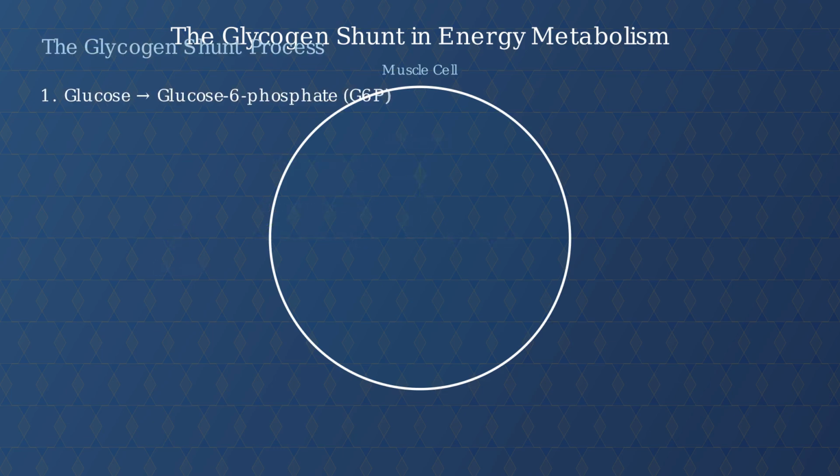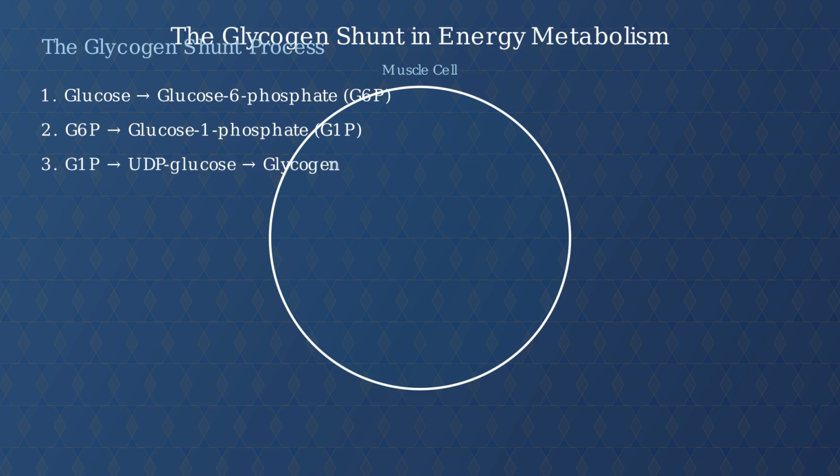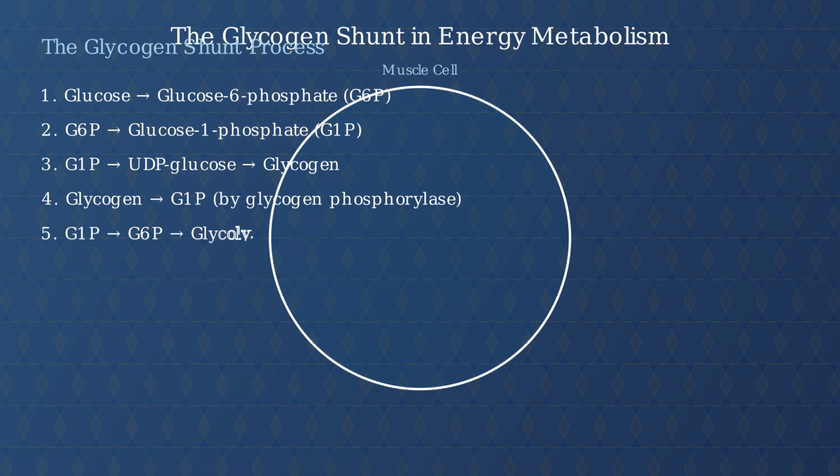First, glucose is phosphorylated to glucose 6-phosphate. Then, glucose 6-phosphate is converted to glucose 1-phosphate. Glucose 1-phosphate is activated to UDP glucose, which is incorporated into glycogen. Shortly after, glycogen phosphorylase breaks down glycogen back to glucose 1-phosphate. Finally, glucose 1-phosphate returns to glucose 6-phosphate and enters glycolysis.